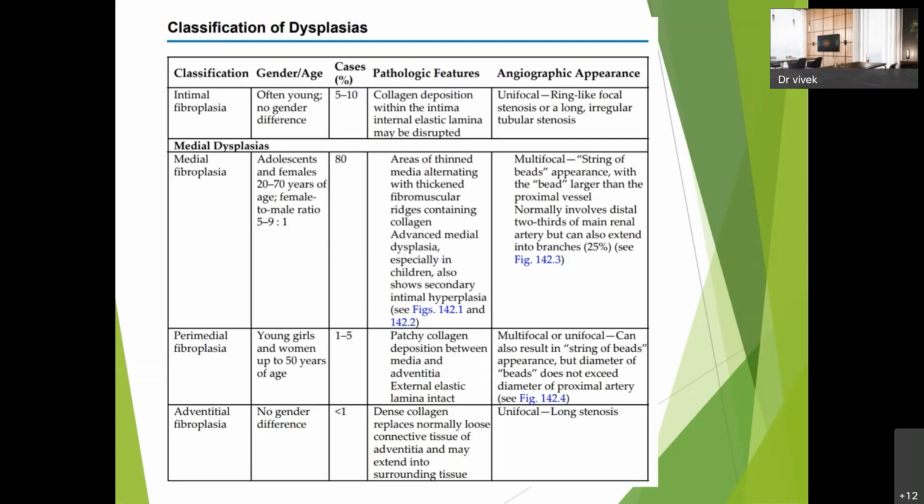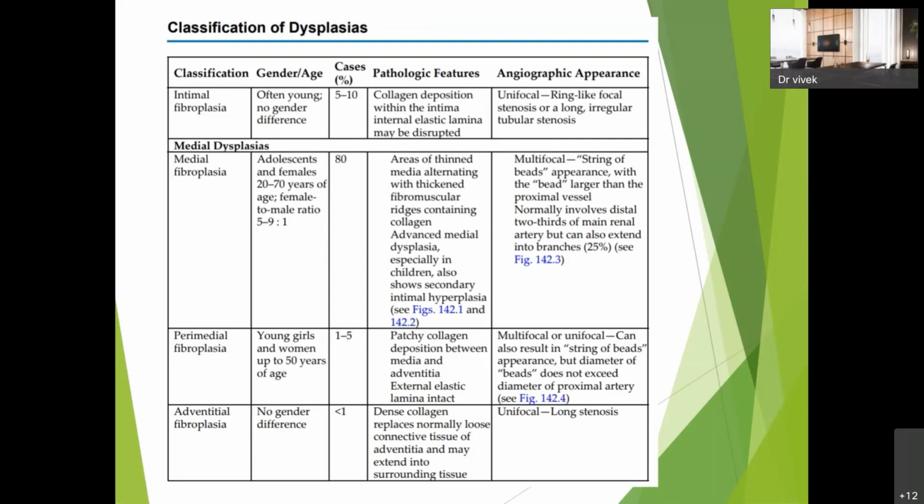Medial fibroplasia normally involves the distal two-thirds of the main renal artery, but can also extend into branches. So the proximal is spared in medial fibroplasia. Perimedial fibroplasia is usually seen in young girls and women up to the age of 50 years. Occurrence is 1 to 5%.